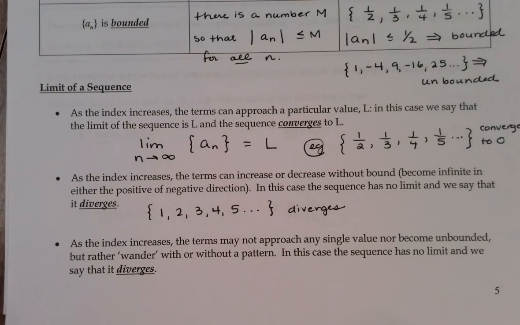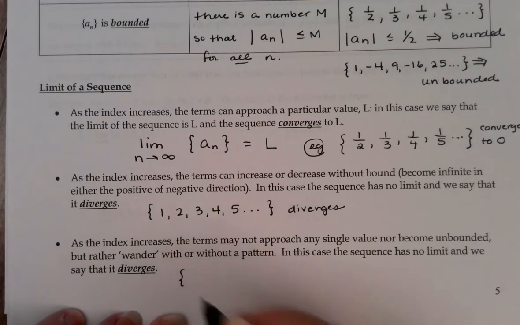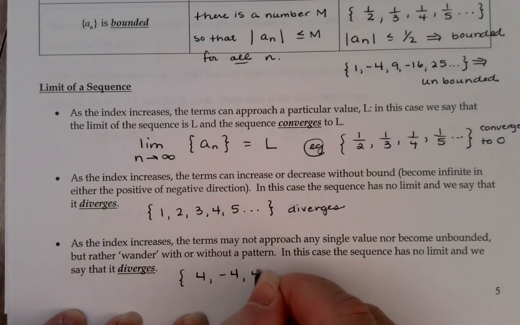There's actually a third possibility. It's also a situation in which we say a sequence diverges. But that is, rather than approaching a single value, or even becoming unbounded, the terms of a sequence may sort of wander with or without a pattern. In this case, the sequence also has no limit, and we say that it diverges. So here's a simple example of what I'm talking about. Think about this sequence.